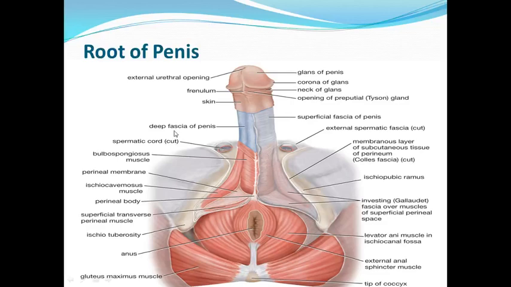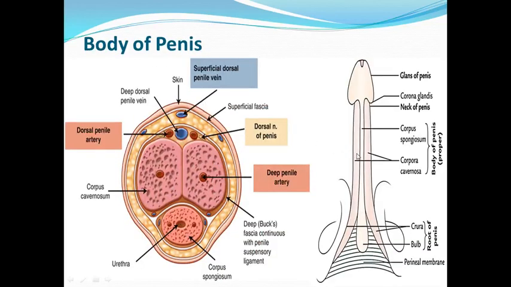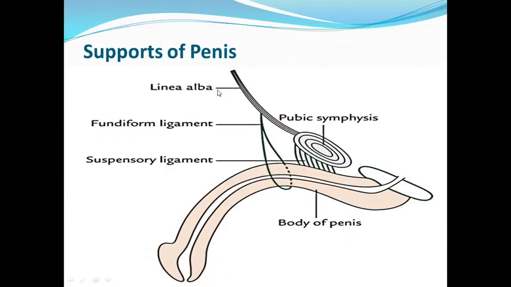And the deepest layer is the deep fascia of the penis, also known as Buck's fascia. It surrounds all the three masses. These two fasciae surround all the three masses of erectile tissue, that is, the one corpus spongiosum and the two corpus cavernosa. So that is all for the body of the penis. Now talking about the supports of the penis, we have two ligaments that support the penis.